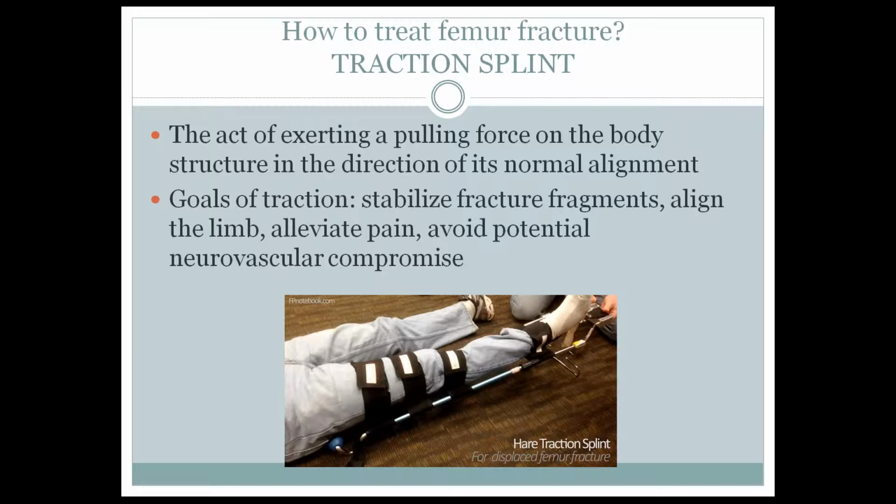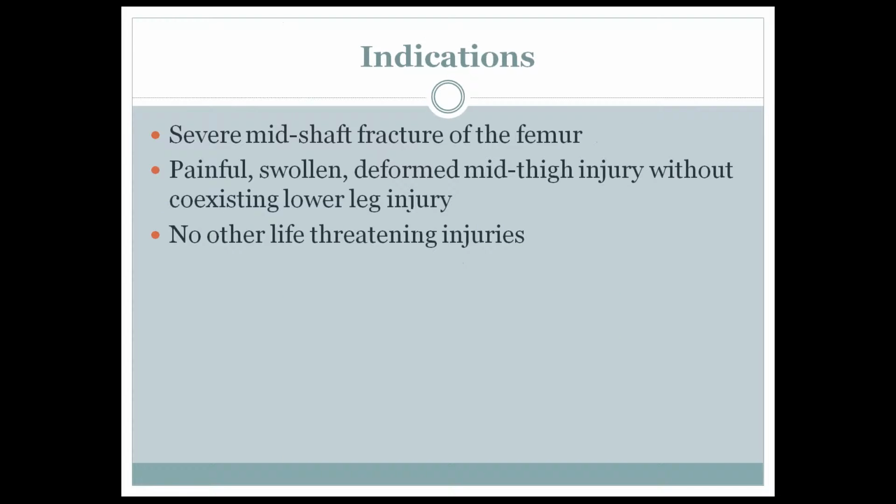So how are we going to treat this femur fracture? With the traction splint. So we're going to use the act of exerting a pulling force on the body structure in the direction of its normal alignment. So we're going to pull on that leg that's deformed, put it in the right alignment, and the goals of this traction is to stabilize the fracture fragments, align the limb again, alleviate pain, and avoid potential neurovascular compromise.